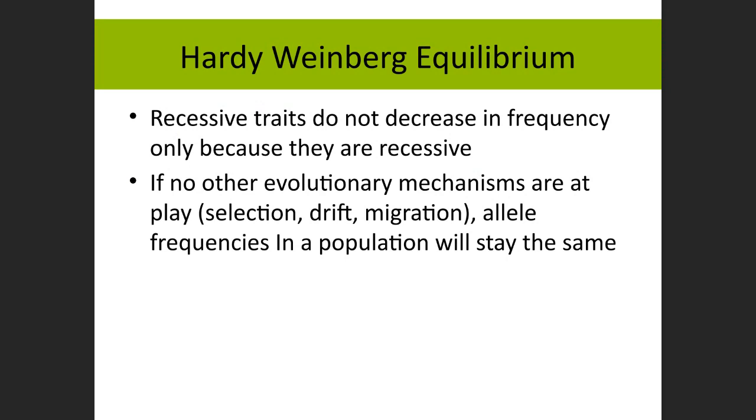So if you have a population that's 50% big A, 50% little a, no forces of evolution going on, no drift, no selection, that recessive trait will stay, and it will stay at 50%. So if there's no evolution going on, there's no selection, there's no drift, there's no migration, there's no mutation, the allele frequencies will stay the same, which is basically saying they're not evolving, right?